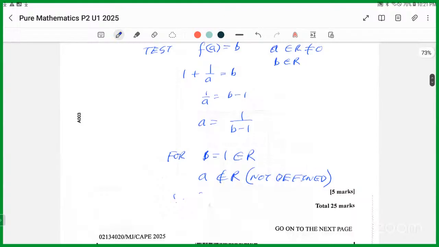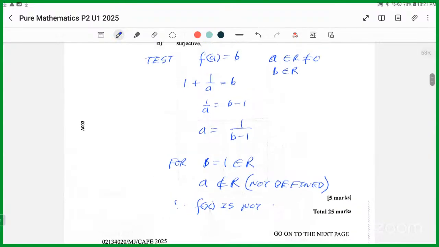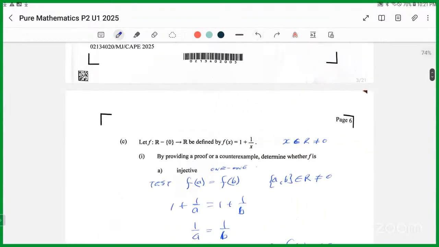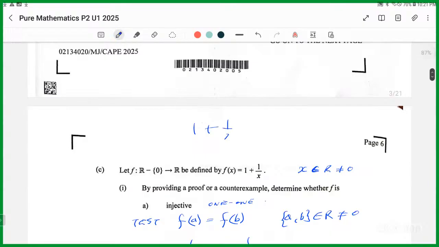Therefore, f of x is not surjective. There's no value of A, no value in the domain mapping to the codomain value 1. All right, and we can literally prove it up here by putting this equals 1. So if you put 1 plus 1 over x equals 1, to try to find what that x value is, you have 1 over x equals 0.